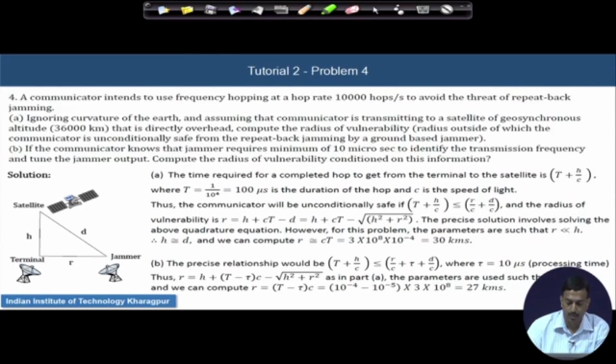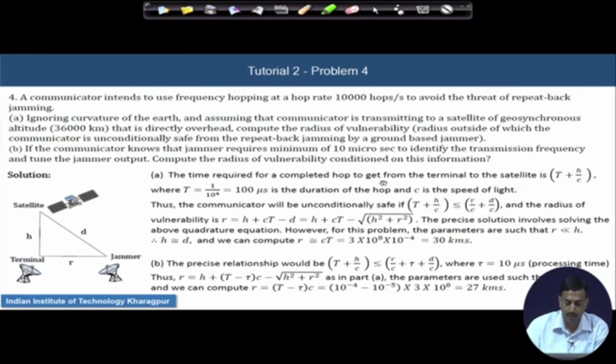So we first take a look at the data which is provided to us. We are given the frequency hopping rate, which is 10,000 hops per second, and this is of course specifically in order to avoid the threat of what is called repeat back jamming. So every time this signal is sent, as long as the jammer is outside the radius of vulnerability, it will be unable to jam the communication system.